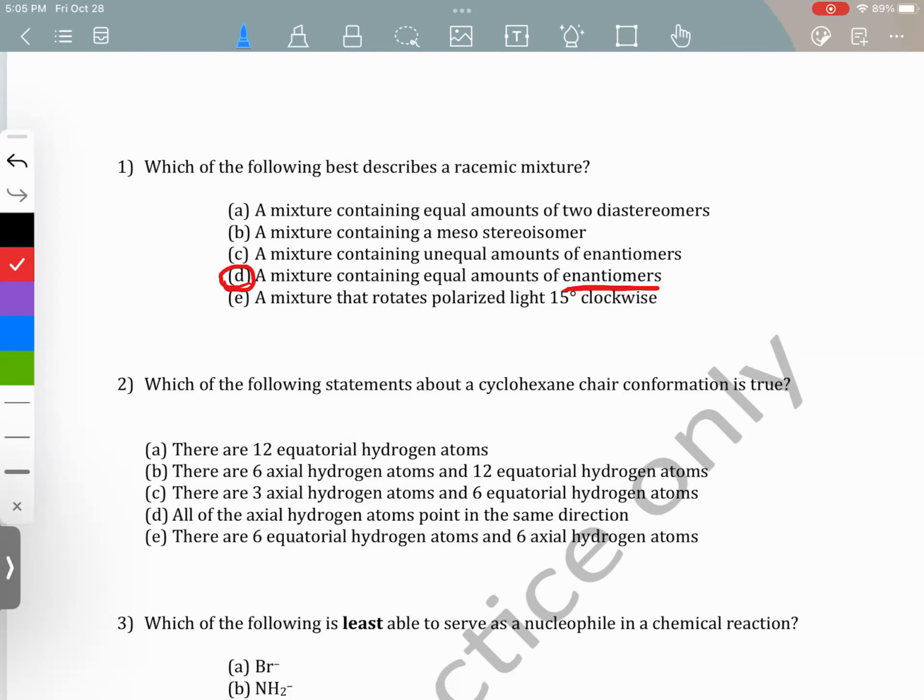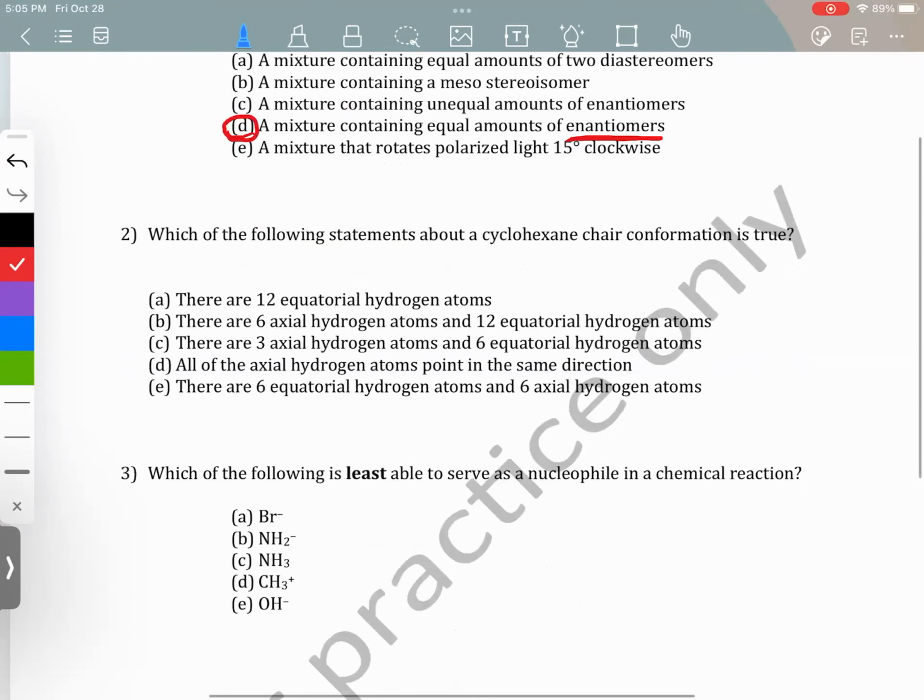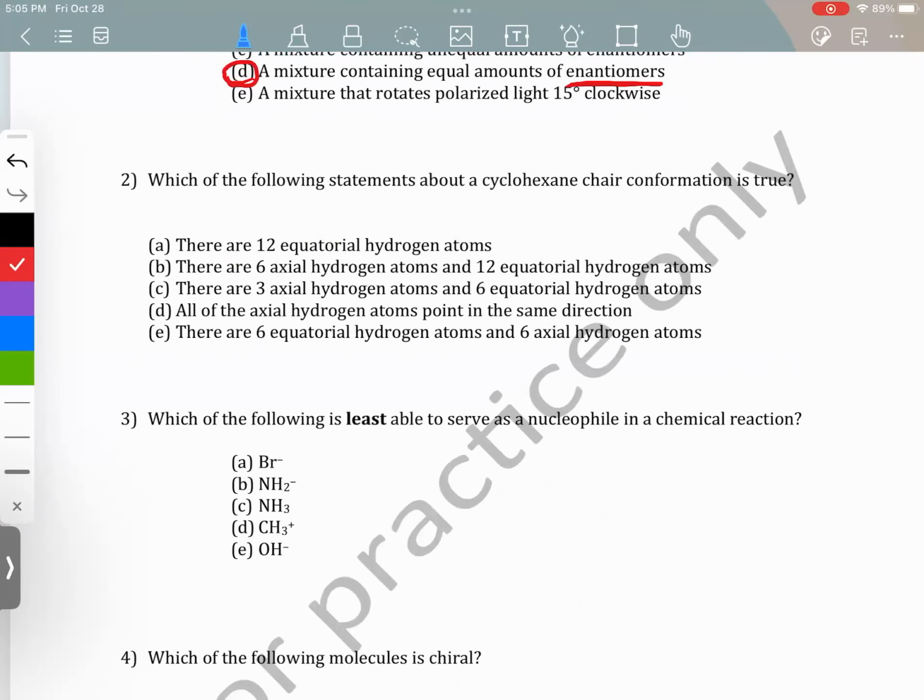All right. So let's go to 2. Which of the following statements about a cyclohexane chair conformation is true? A says there are 12 equatorial hydrogen atoms. Is that correct? No, that's not correct. When we draw the chair conformations, you have up carbons and down carbons. On the ups and downs, you will have axial hydrogens. That's 6.